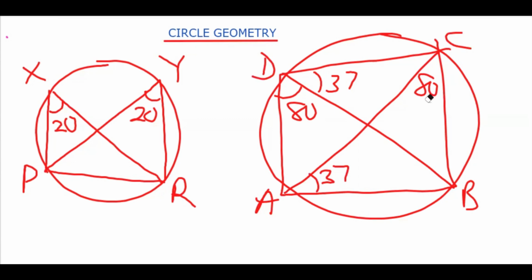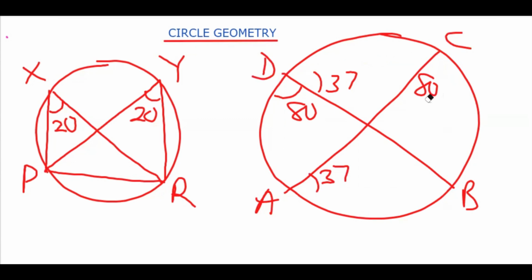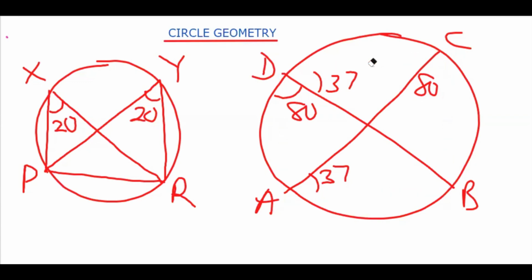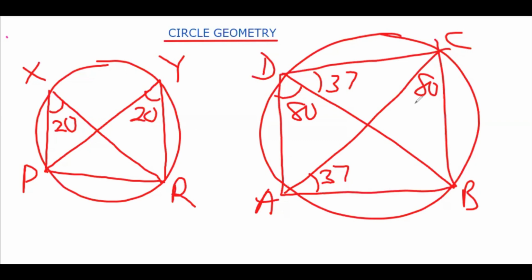So if you imagine, if you remove this line alone, you can see this 80 and this 80 clearly. So that's what we're trying to say there.